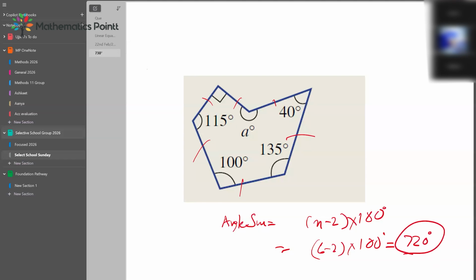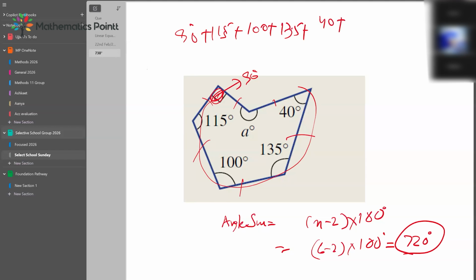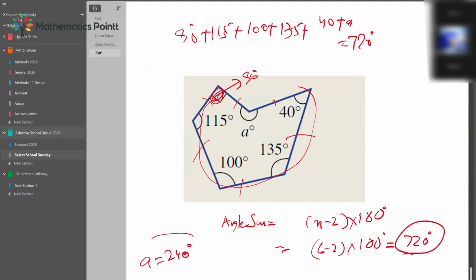And now you add all of them up. This one is a 90 because it's not very clear. So 90 plus 115 plus 100 plus 135 plus 40 plus A equals 720. Find A. Finish. A is 240 degrees. Good job. I think a couple of you were able to do it.